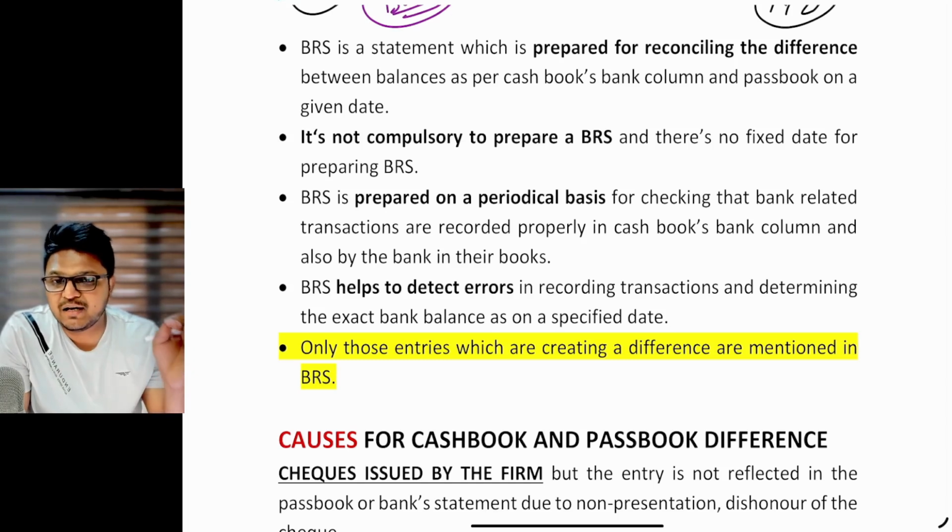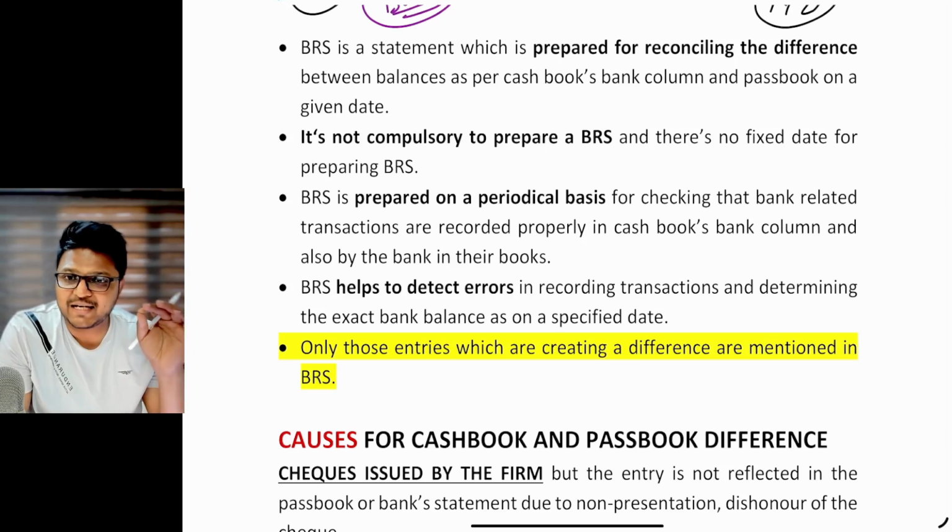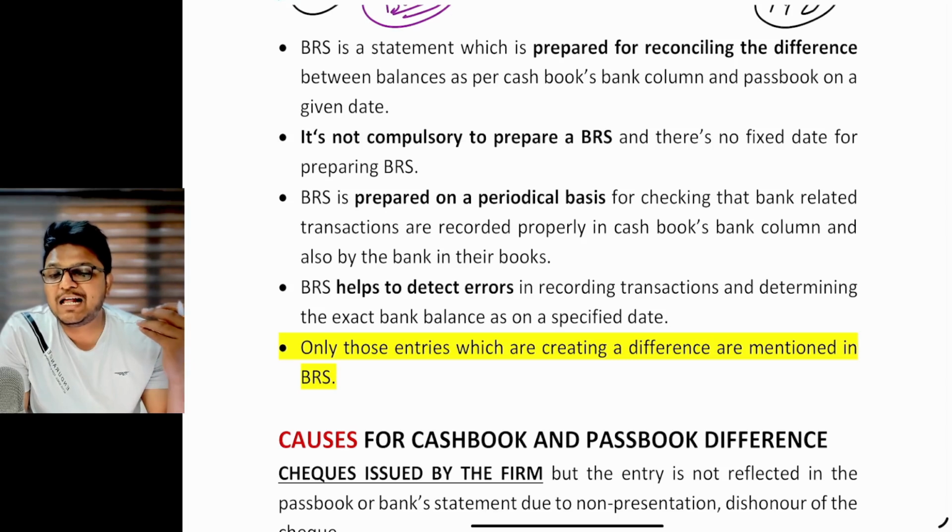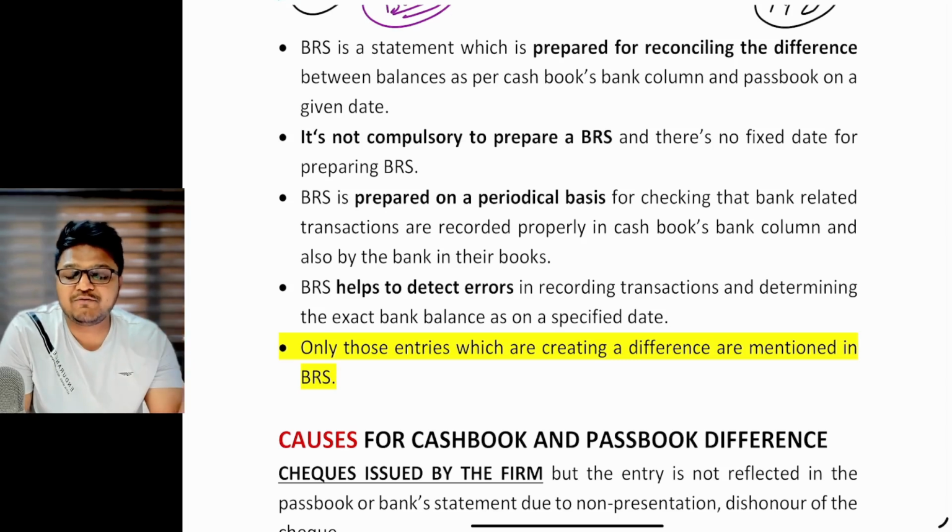So whenever I'm referring to cash book, it means I'm referring to the bank column in the cash book, right? So that there may be a difference between the cash book and the passbook, right? So that may be the case. So BRS is to be prepared on a periodic basis at our own convenience, and it actually helps us to detect if there is any error or any discrepancy between the balances, right?